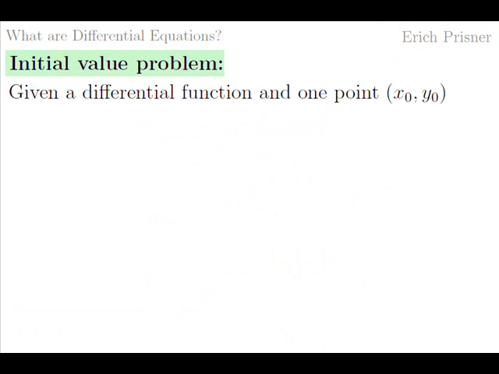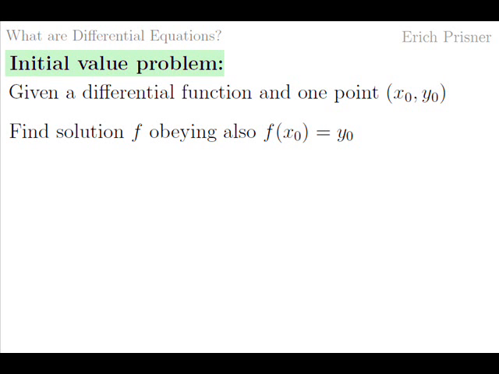But very often we are not interested in all solutions, but only in those solutions f whose graph goes through a given point x0, y0. Only those f where f of x0 equals y0. Then we have a so-called initial value problem. The name stems from the fact that x0 is often equal to 0, so the initial value f of 0 of the otherwise unknown function f is given.